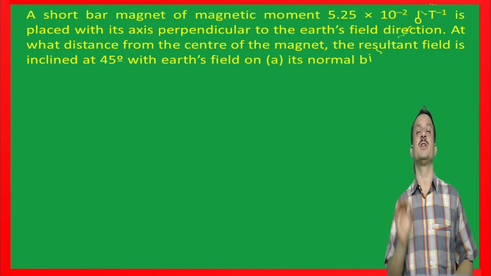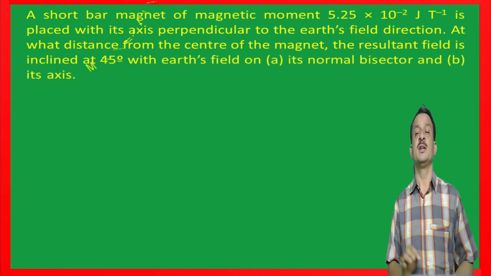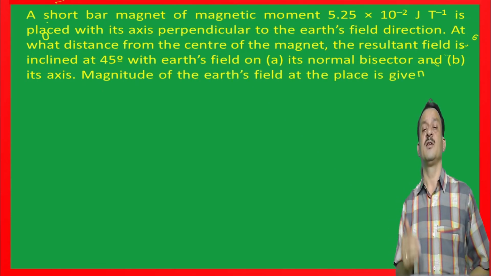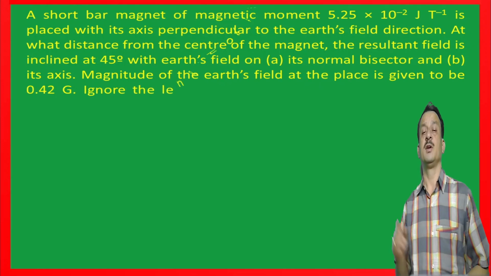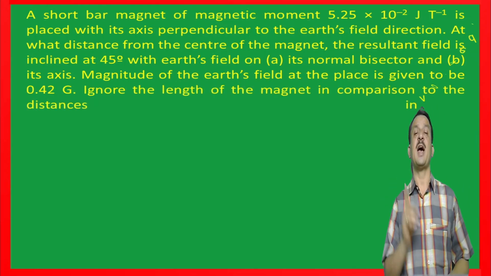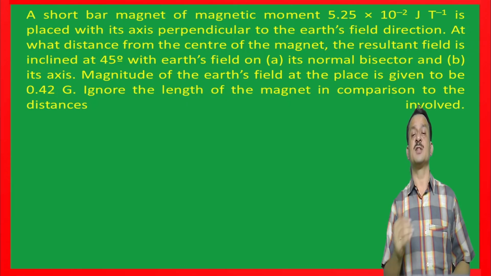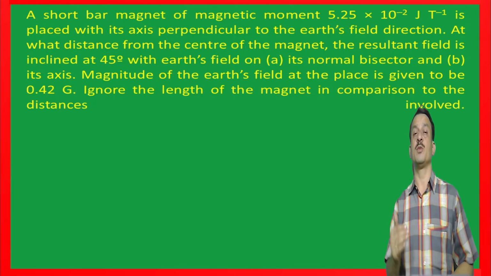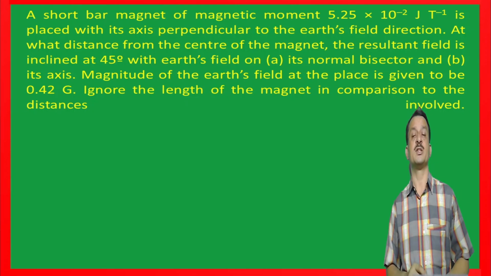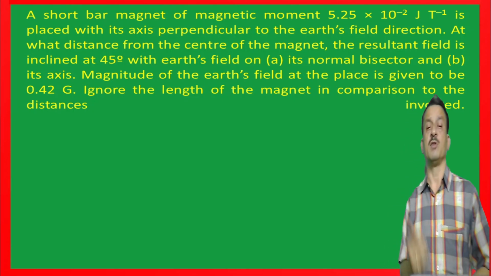At what distance from the center of the magnet is the resultant field inclined at 45 degree with the Earth's field, on its normal bisector and along its axis? The magnitude of the Earth's magnetic field at the place is given to be 0.42 Gauss. Now ignore the length of the magnet in comparison to the distance involved.